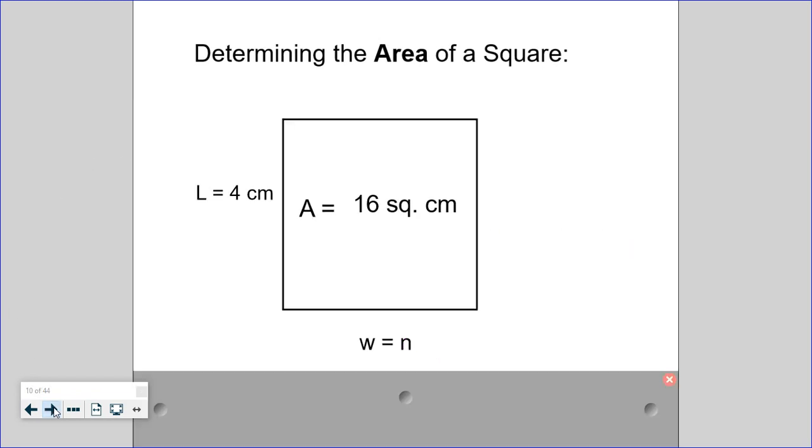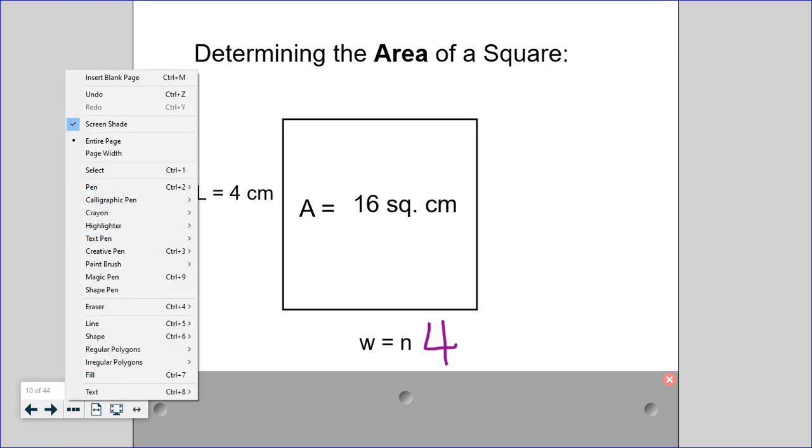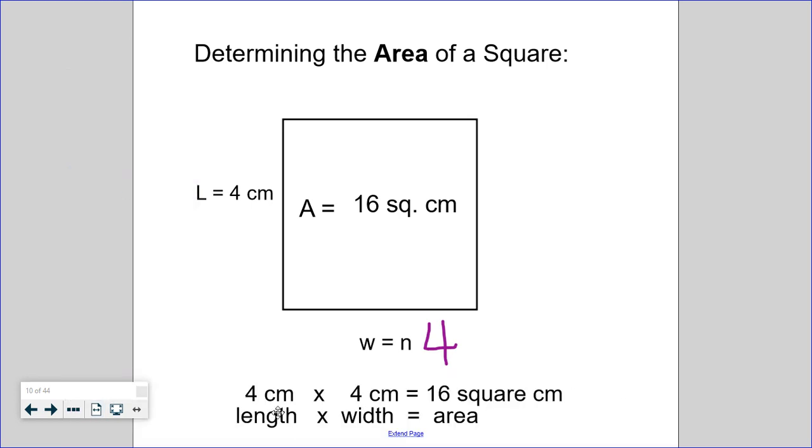Okay, let's try another one. So this one, it's not covered up. Sorry, I guess I gave away the answer. If the length is 4, what is the width? We know it's a square. It says it's a square. If the length is 4, the width is 4. So in order to find the area, we're going to multiply the length times the width. 4 centimeters times 4 centimeters equals 16 square centimeters because the length times the width equals the area.